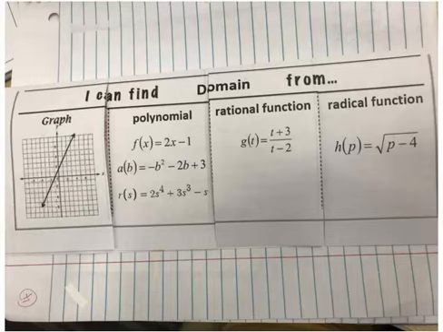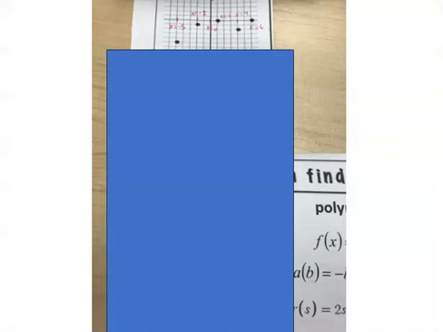Alright, so once you've cut out your foldable, you'll put it on page 4 of your interactive notebook. You'll title this page Domain. If you'll open up the first tab, we're going to look at finding the domain.